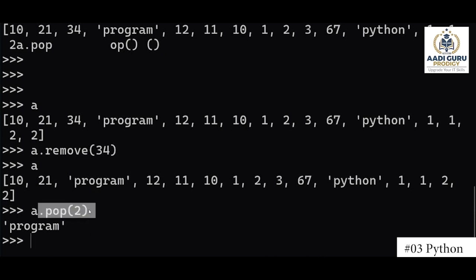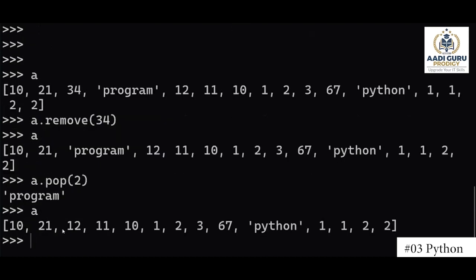see, it says that at this location number, it found program and it got removed. If you check A, it got removed. So the pop operation is also used for deleting the item, but the pop operation takes the input index numbers. That means it follows the index based approach, but remove takes the direct element that you want to remove. You got the difference? The pop operation follows the index basis.